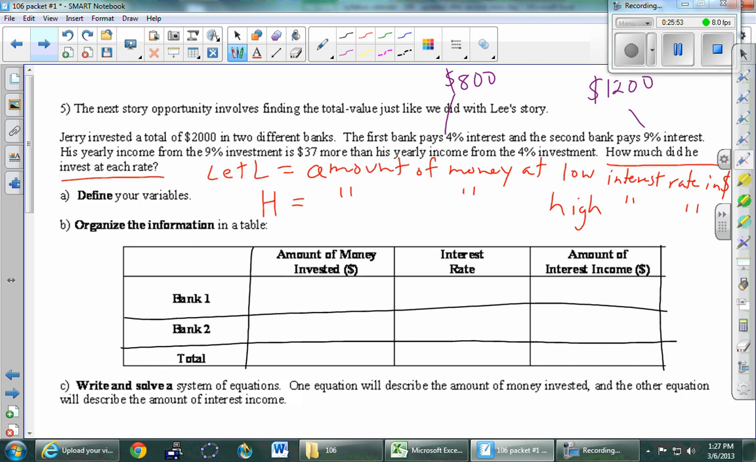Okay, let's fill in the table. The table has different columns now. Amount of money invested. Last question, it was the number of pounds of candy. The middle column is the interest rate. Last time that was the value of each of the kinds of candy. The last column is the amount of interest, or interest income. Before it was the total value of the candy. Again, one column is quite easy to fill in.